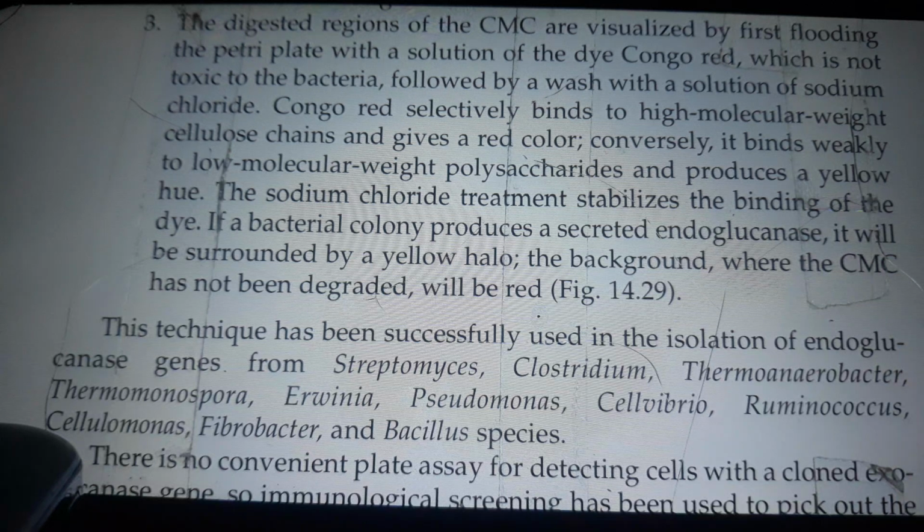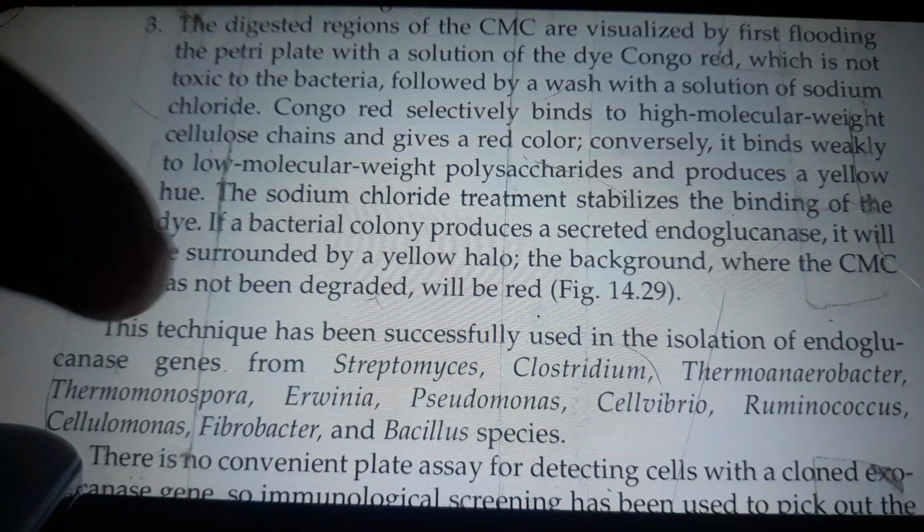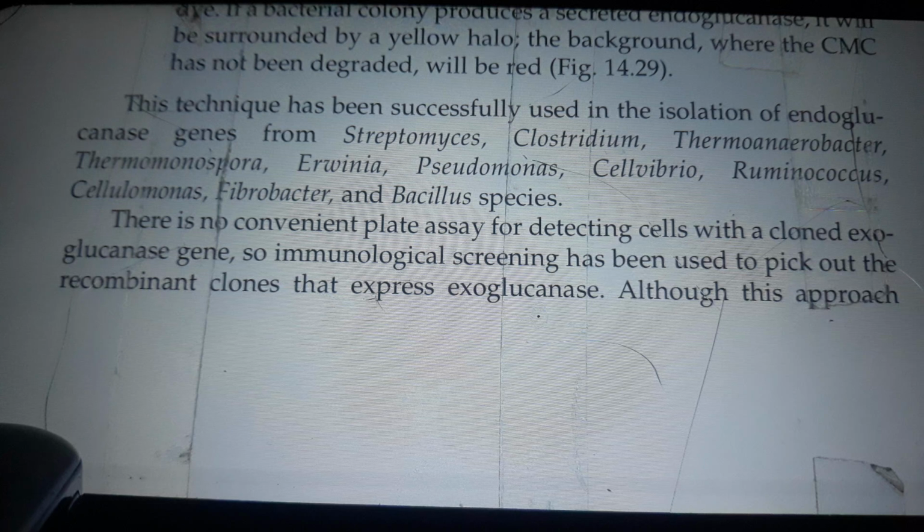If a bacterial colony produces a secreted endoglucanase, it will be surrounded by a yellow halo. The background where the CMC is not being degraded will be red. This technique has been successfully used in the isolation of endoglucanase genes from Streptomyces, Clostridium, Thermoanaerobacter, Thermomonospora, Erwinia, Pseudomonas, Butyrivibrio, Ruminococcus, Cellulomonas, Fibrobacter, and Bacillus species.